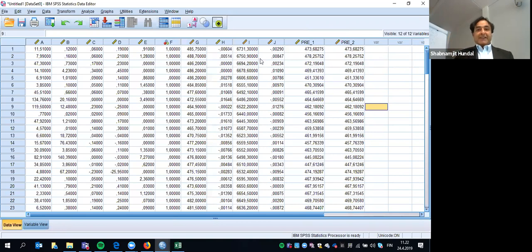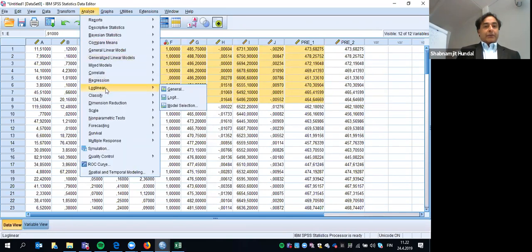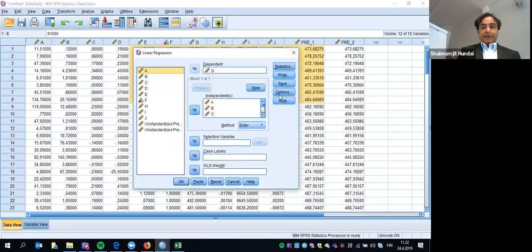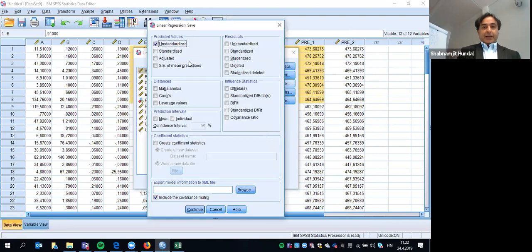Didn't I say that this is the real value of G? But you also want to see the estimated value of G, the theoretical value of G. This is the theoretical value of G, right? And why did it come? Because when we analyzed it and went to regression, look carefully, I went to save and I picked unstandardized predicted values. This is why this theoretical value has come.